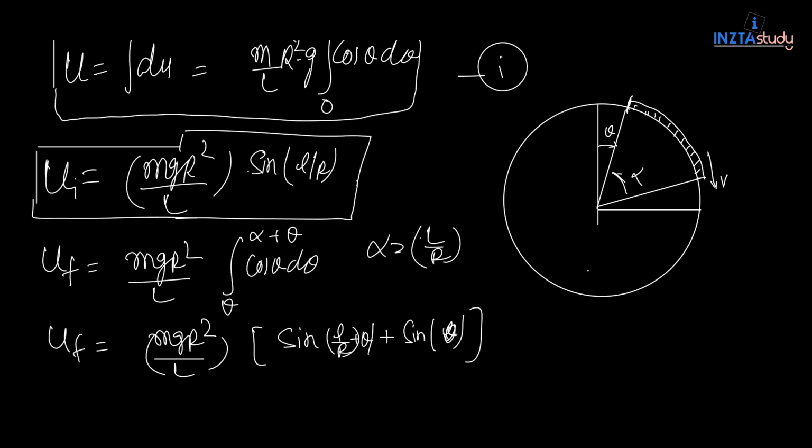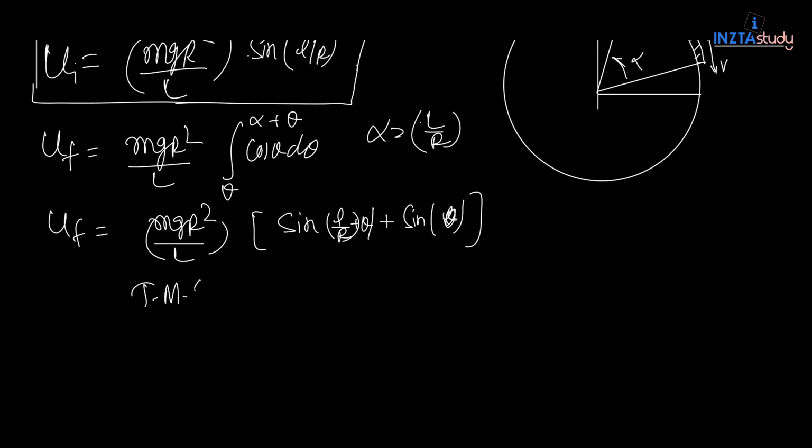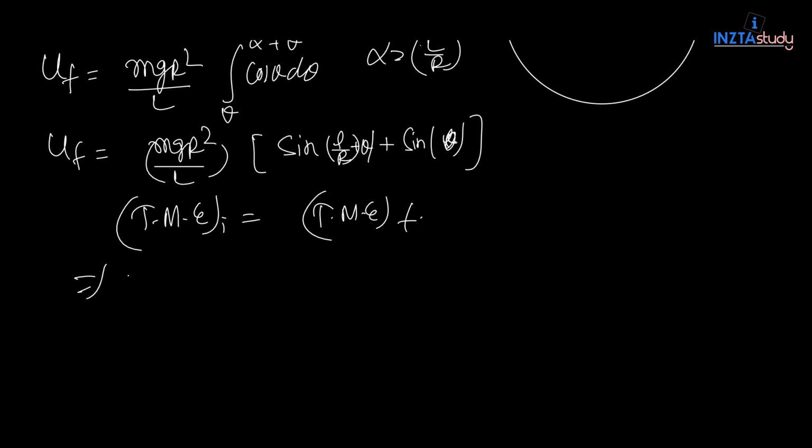Now we can apply the energy conservation principle, that total mechanical energy initial is equal to total mechanical energy final. Why? Because there is only gravitational force. So initially there was no kinetic energy, it has a potential energy U initial.